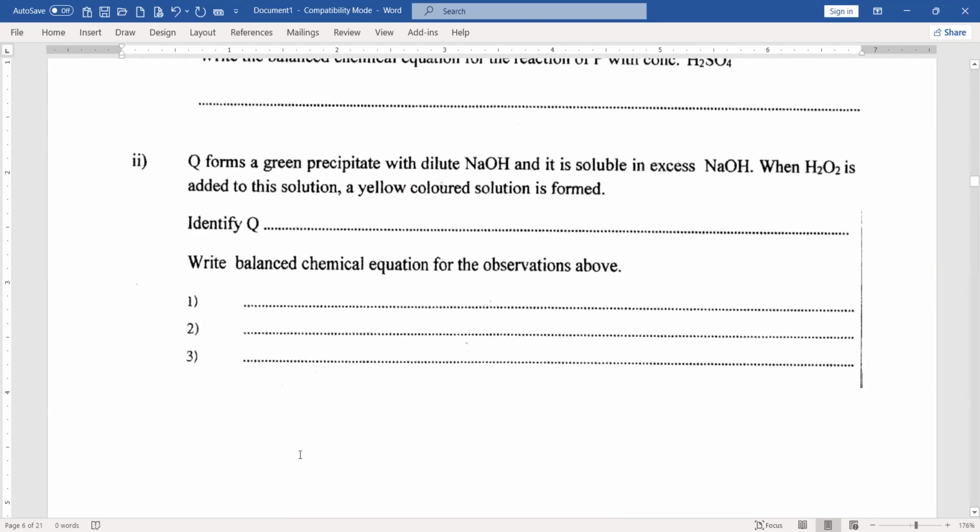Next one, Q forms a green precipitate with sodium hydroxide, and it is soluble in excess of sodium hydroxide. When H2O2 is added, this turns yellow. Remember that, if you don't know anything, remember this only: in a basic medium, green turns to yellow means chromium 3+.